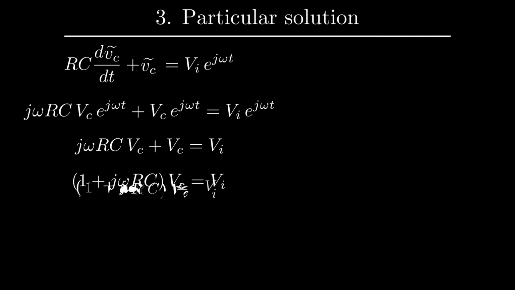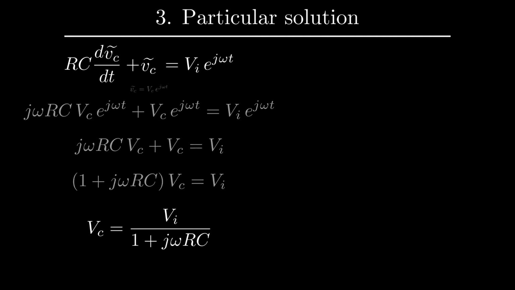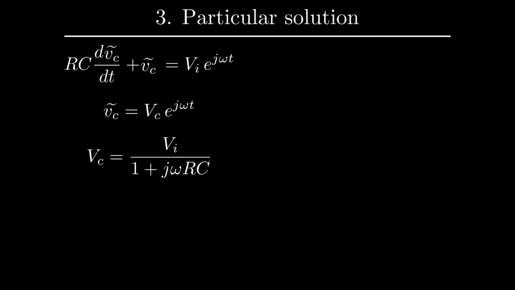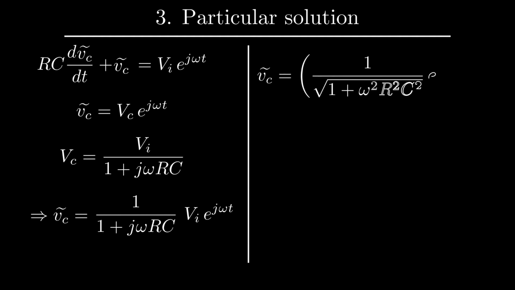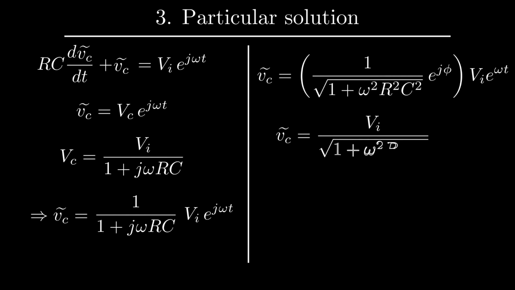Rearranging a bit, we obtain the expression for the amplitude Vc. Therefore, the almost solution Vc tilde is equal to 1 by 1 plus j omega Rc times the complex input. Writing the complex number in its polar form, that is in terms of amplitude and phase, we obtain this expression, where phi is the tan inverse of minus omega Rc. The powers of the same base add, so we have effectively written the output in its polar form.